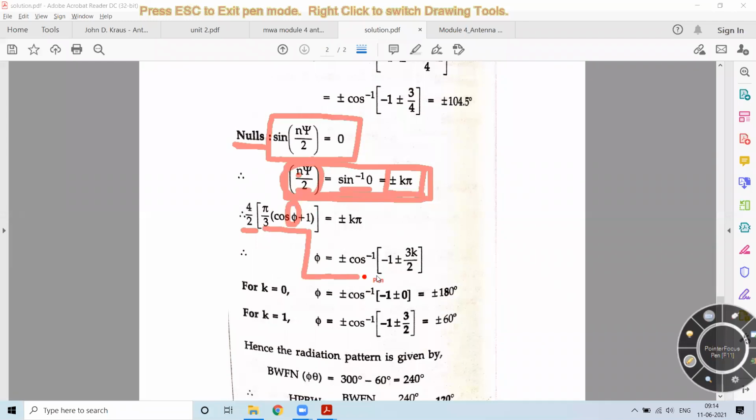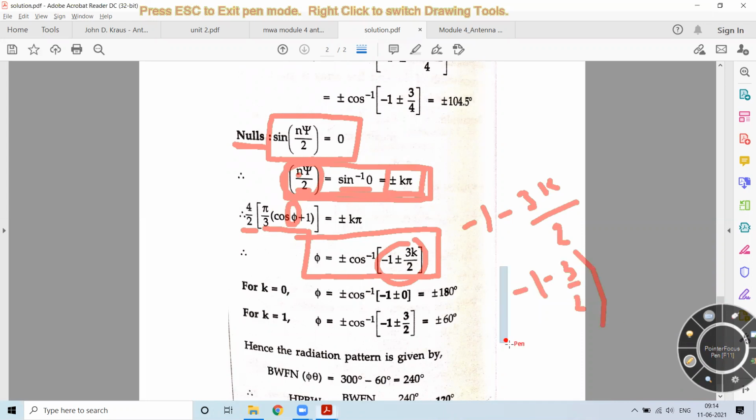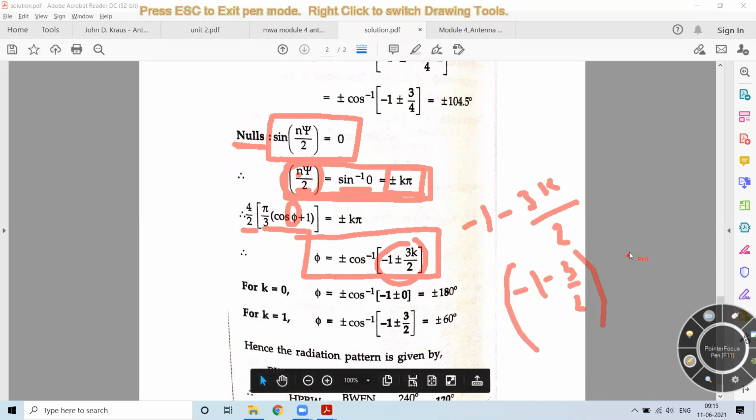So when you simplify for phi, what you will be getting is phi equal to plus minus cos inverse of (minus 1 plus minus 3k) divided by 2. And yesterday, as we discussed, in this part, if I consider minus 1 minus 3k by 2, what happens if I substitute k is equal to 1? I'll be having minus 1 minus 3 by 2.